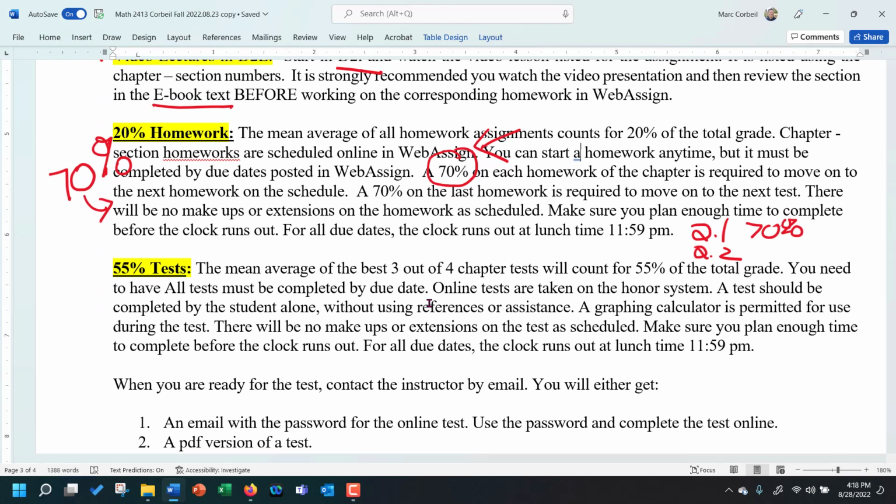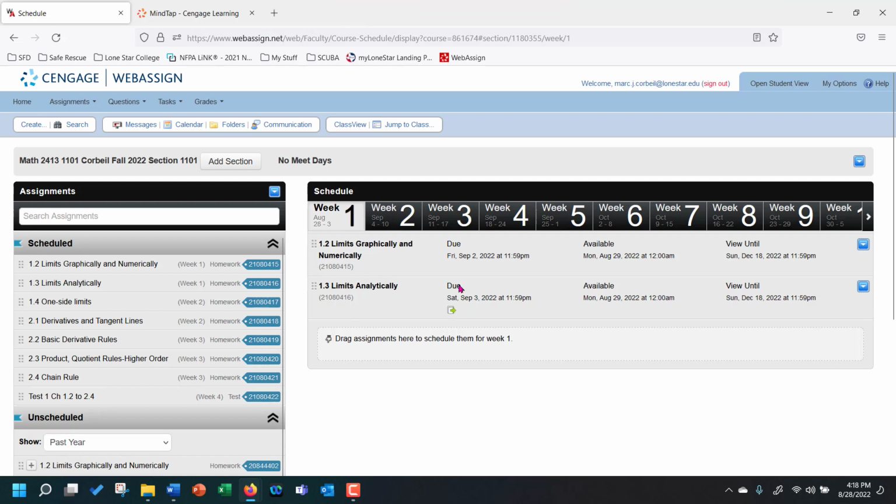By the way, the clock for the due dates runs out, so that also clocks you out. You need to make sure you look at that, and it's not going to be at lunchtime. It's going to be in the evening at 11:59. I'm not sure if I fixed that, but anyways, you have till 11:59 at night to do your assignments. For example, your first assignment is due Friday at 11:59. It's right there in WebAssign. It states it really clearly.